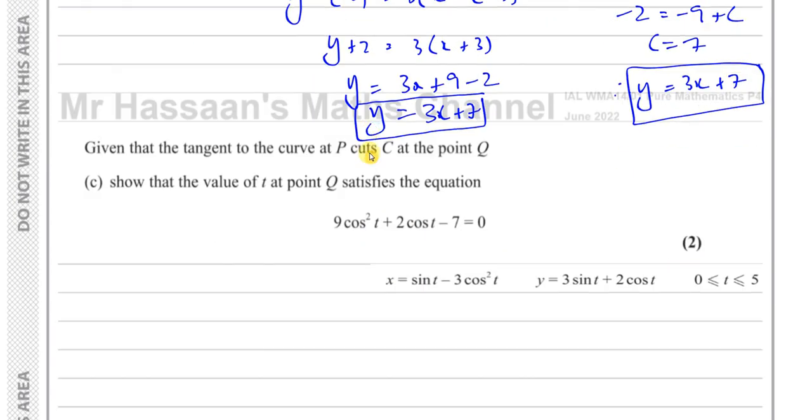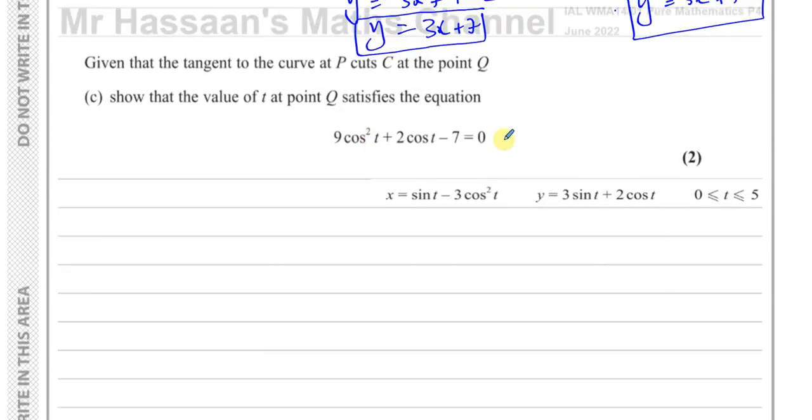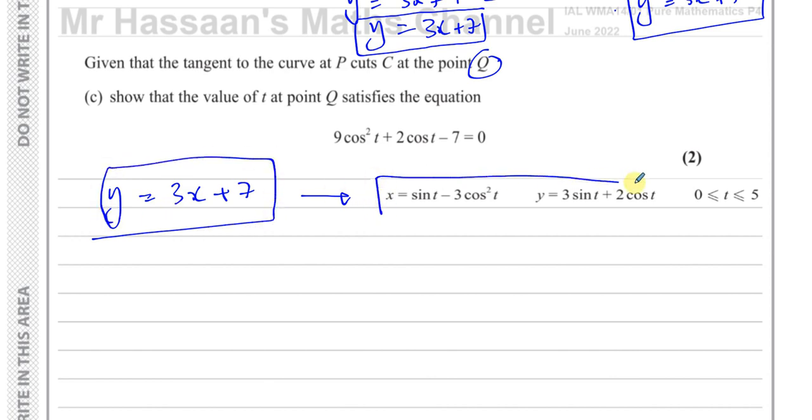All right, now for part C, it says, given that the tangent to the curve at P cuts C at the point Q, show that the value of t at the point Q satisfies this equation. So we know the equation of the tangent to the curve at P is y equals 3x plus 7. So we have to show that the value of t at the point Q satisfies this equation. Okay, so basically what it's saying is this line is going to meet the curve at this point, Q. So we have to show that if I solve these two equations simultaneously, then I should end up with this equation.